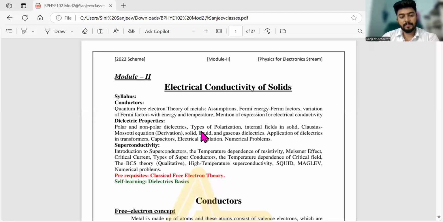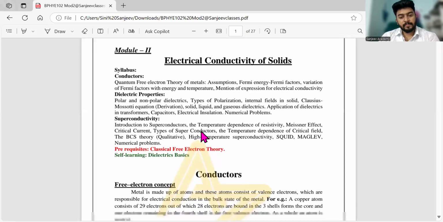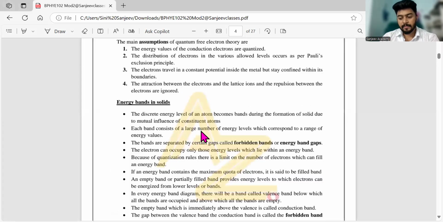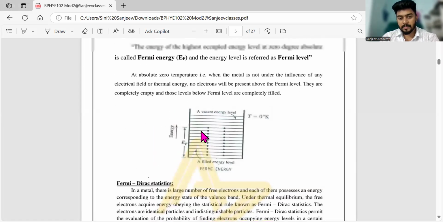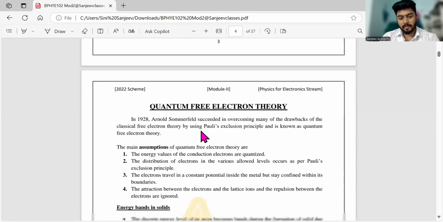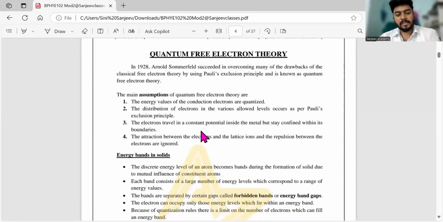So, hi students, today we'll be discussing module 2 in physics, electrical conductivity of solids. Okay, so this is the syllabus. So first of all, go to the quantum free electron theory. So this is a very important question also.